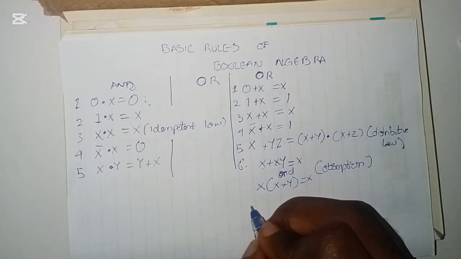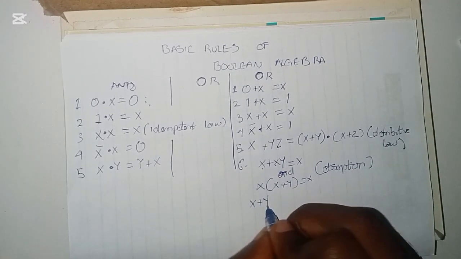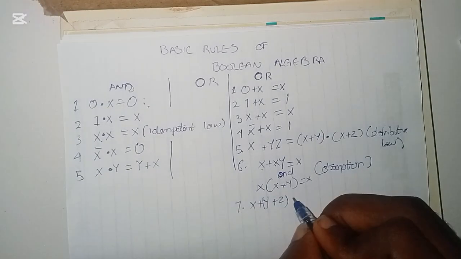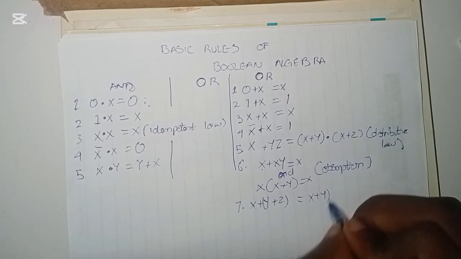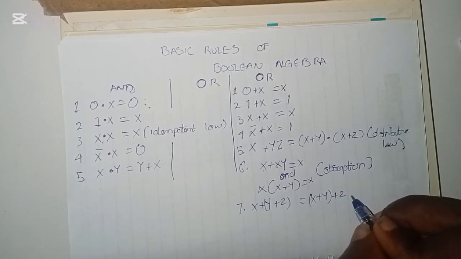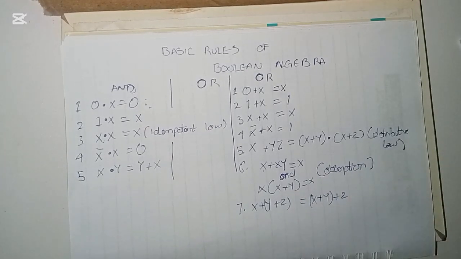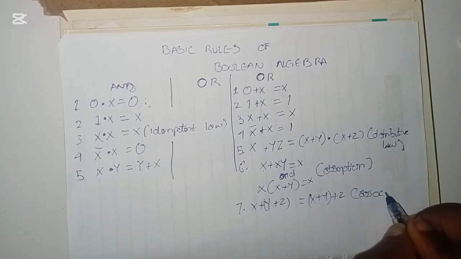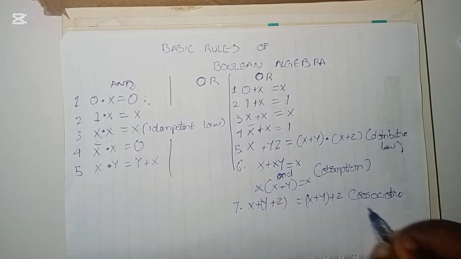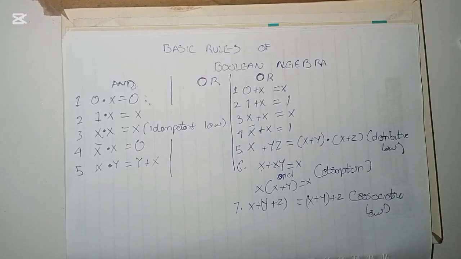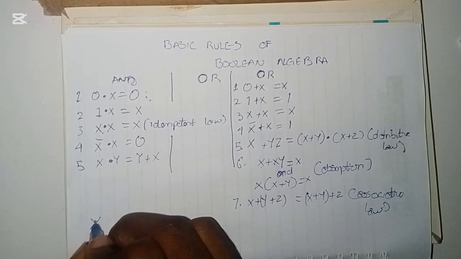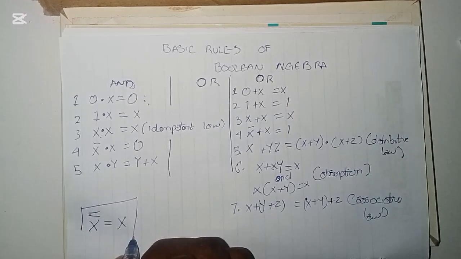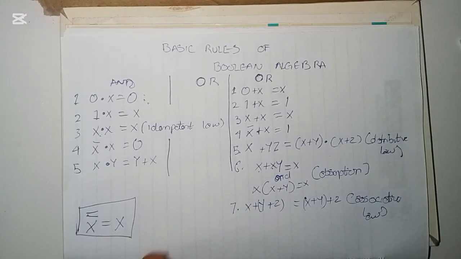We also have x plus y plus z in brackets is equal to x plus y plus z. The order of grouping does not matter. This one is the associative law. Now there is the double bar, just in case you see it: x double bar is equal to x. So this is all of them for now.